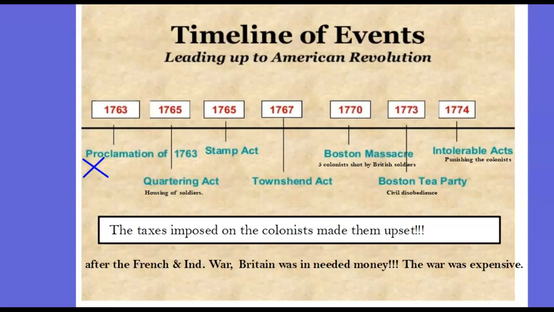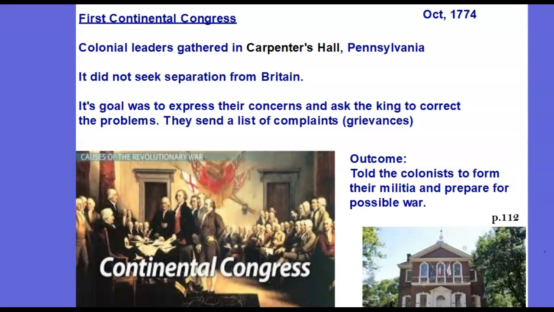So right here, the last thing we talked about was the Intolerable Acts, 1774. So the King closed Boston Harbor. What's going to happen? That very same year, in October, the First Continental Congress was established. This is pretty much where colonial leaders gathered to talk about what was happening, and they gathered in Carpenter's Hall in Pennsylvania.